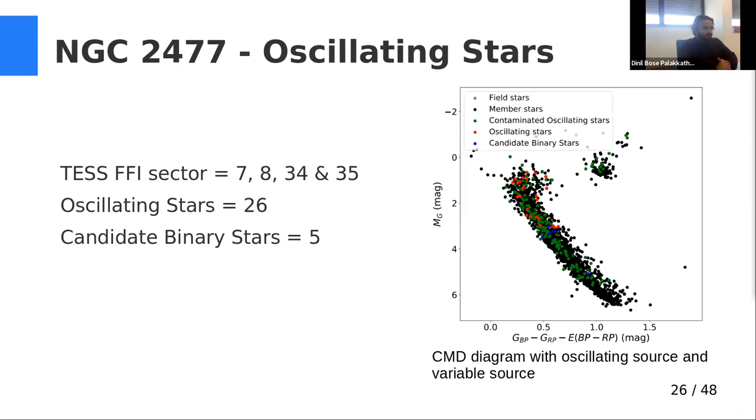Now using the software, we found oscillating stars in the cluster. We found around 26 oscillating stars and 5 candidate binaries. On the figure on the right, I am showing the oscillating stars. As you can see in the figure, the red represents the oscillating stars and the blue represents the candidate binary stars. We have also found many oscillating stars, but they are contaminated.